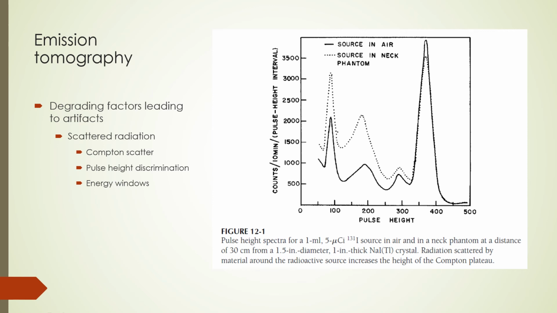Scattered radiation from material around the source can be captured by the detector if the energy window is set too wide, allowing the detection system to include Compton scattered photons in the photo peak window. The figure shows a spectrum in air and in the neck, showing there are more scattered photons in the neck. This may be corrected by setting a narrower energy window that excludes scattered photons in the spectrum, as well as pulse height discrimination by the electronics of the camera. We shall learn more about scatter correction when we learn about SPECT in the next lecture.